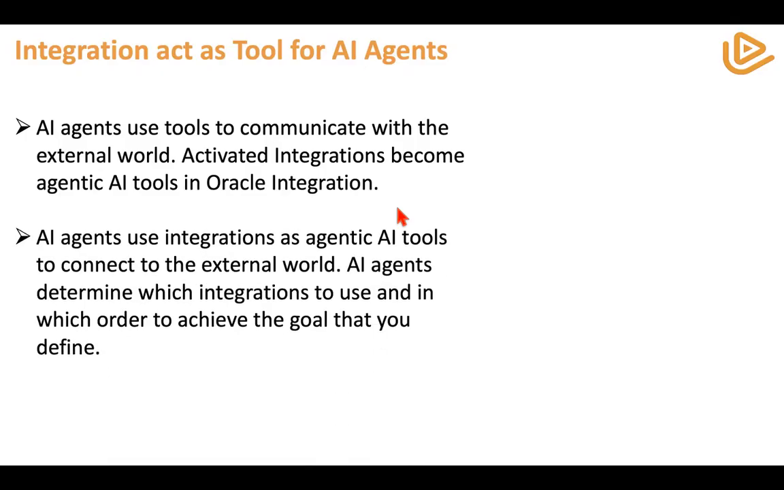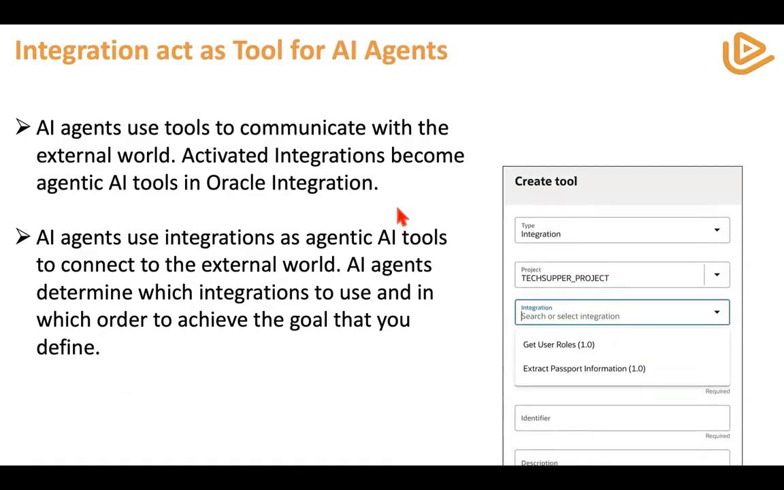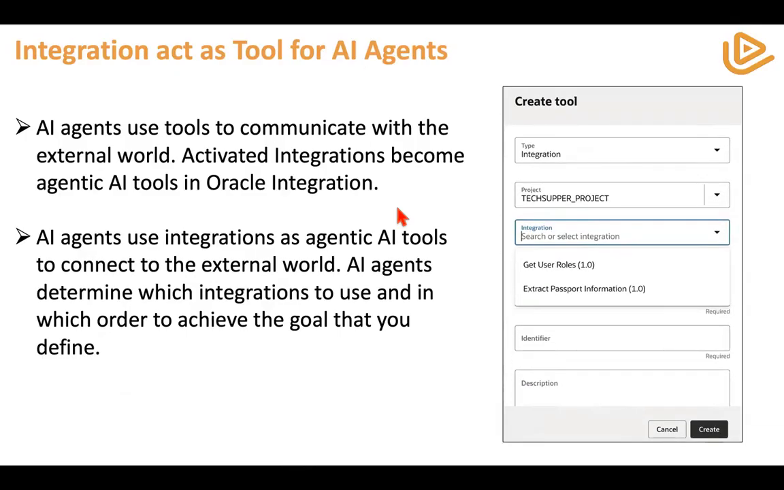AI agents use integrations as agentic AI tools to connect to the external world. It can be an API, a database, FTP, or documents. The AI agent determines which integrations to use and in which order to achieve the goal that you define. Every activated REST-based POST integration can become your tool in OIC. Once you create a tool, of course, you have to provide the role of this tool. So let's begin and see how you can create tools in OIC.